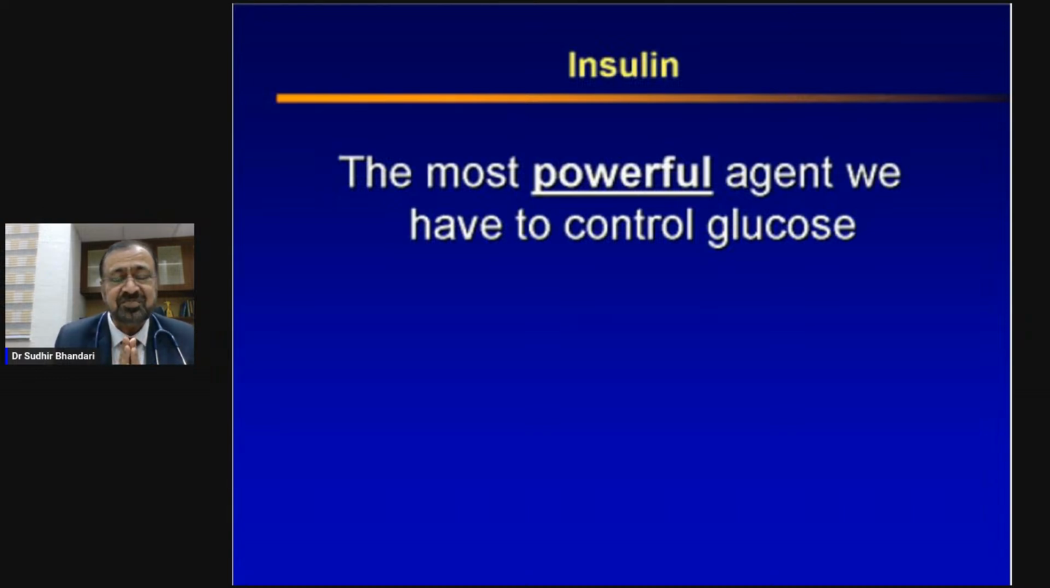This is the basic crux of every diabetic whom we treat. The most powerful agent we have to control blood glucose is insulin. Every fifth person in our country is either diabetic or pre-diabetic. The day type 2 diabetes is diagnosed, 50% of beta cells are knocked out and insulin production is 50%. Over a period of 5, 10, 15 years the insulin production goes down, down, down, and a condition of secondary failure comes.